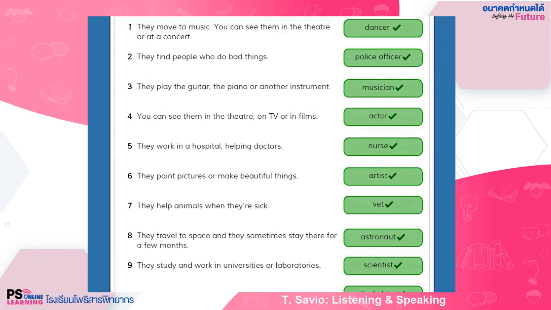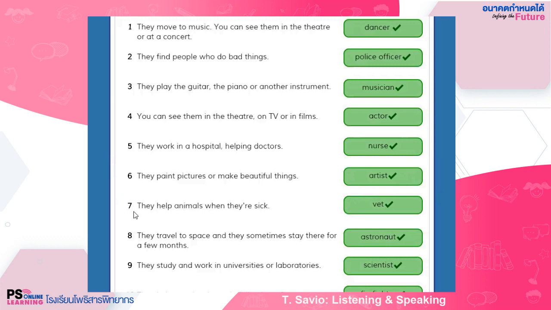Number 2, they find people who do bad things. The police officer. Next, number 3, they play the guitar, the piano, or another instrument. The musician. Number 4, you can see them in the theatre, on TV, or in films. An actor. Next, number 5, they work in a hospital helping doctors. A nurse. Number 6, they paint pictures or make beautiful things. An artist.